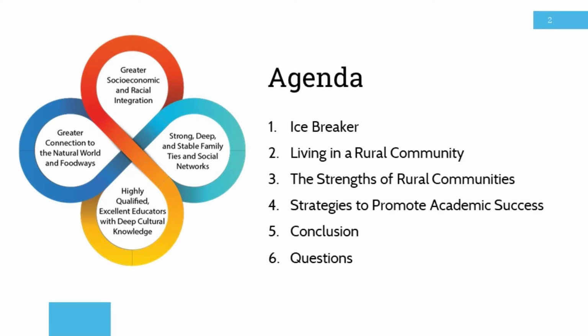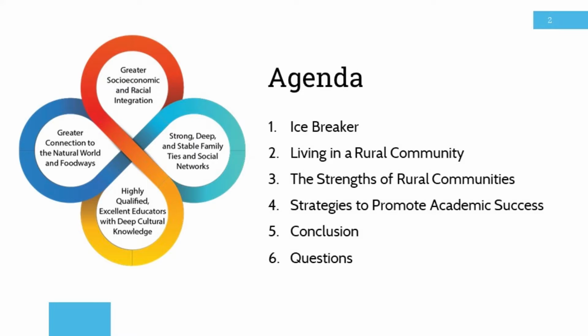And then I want to talk about how we can capitalize on the strengths of rural school districts. Everyone talks about how there's always something lacking in the rural areas. Well, there are some good things. There are a lot of good things about rural school districts, rural communities, and we're going to talk about that. And then afterwards, we're going to talk about some strategies that we can implement that can increase our student success rate, that can increase our students' academic achievements.